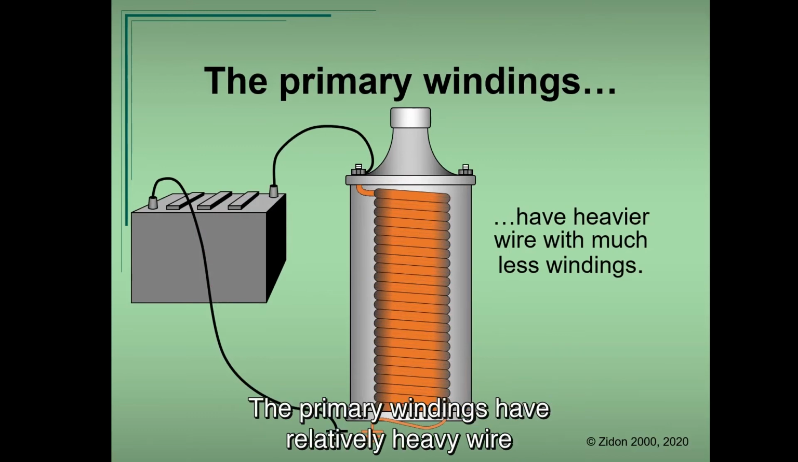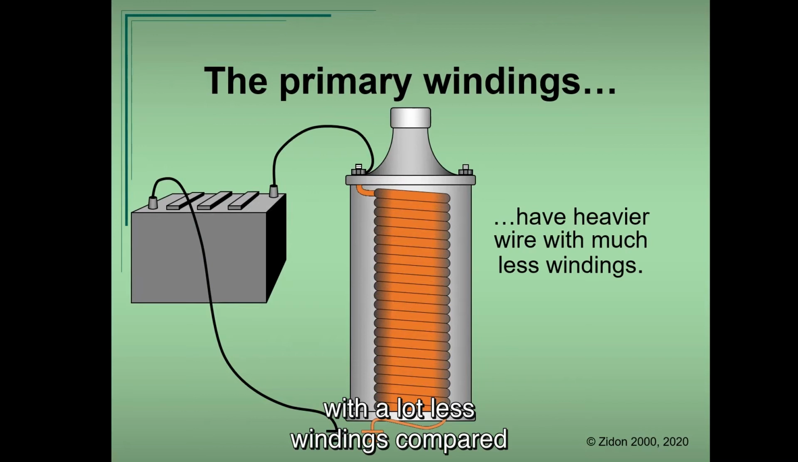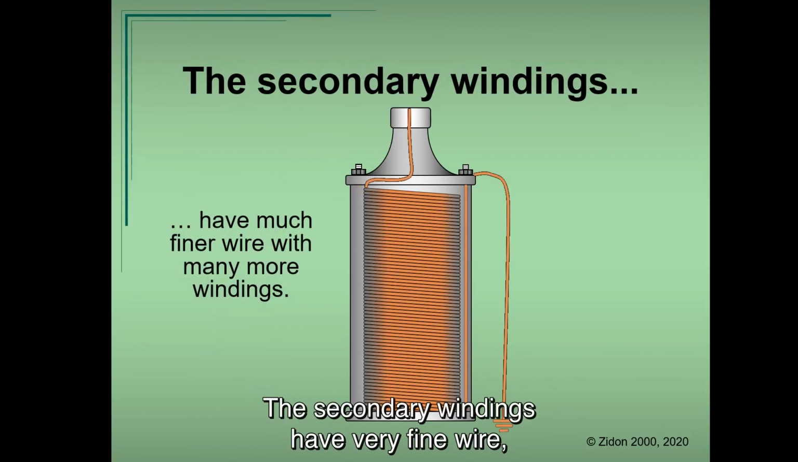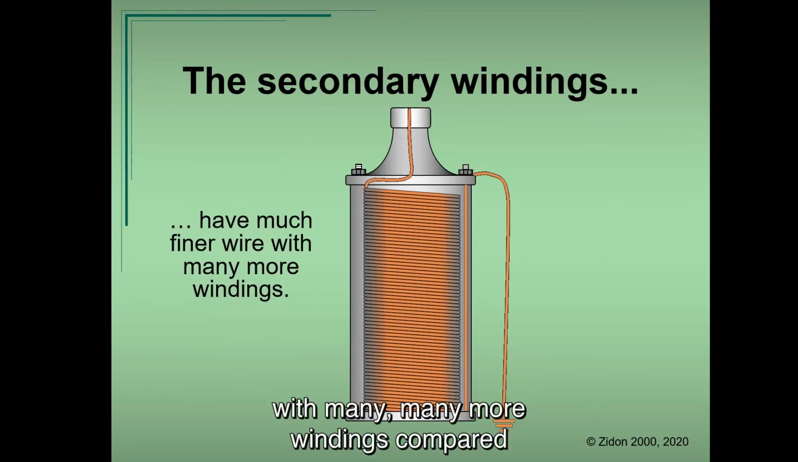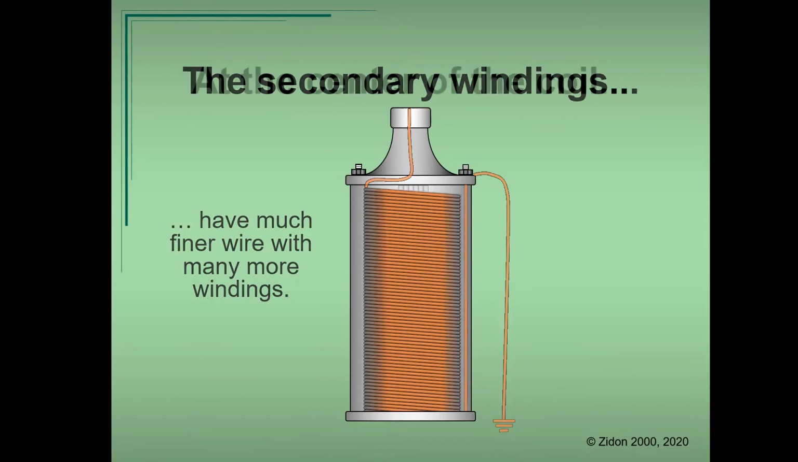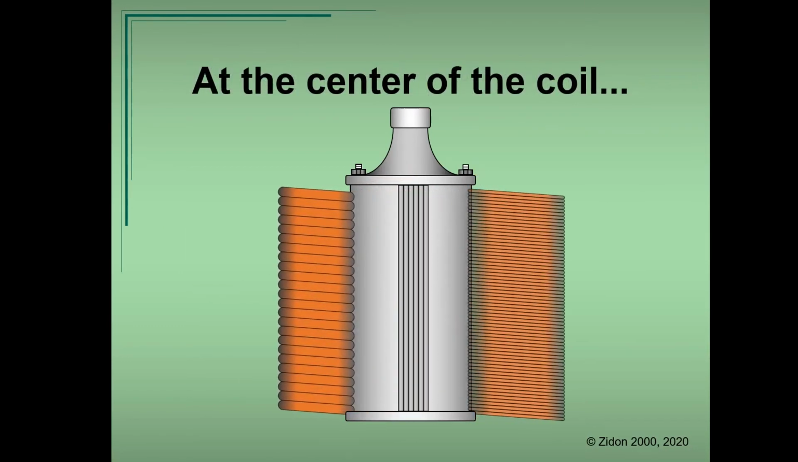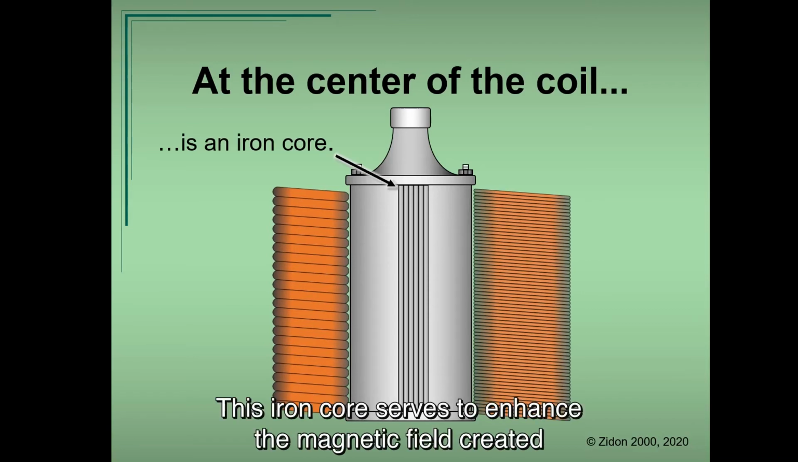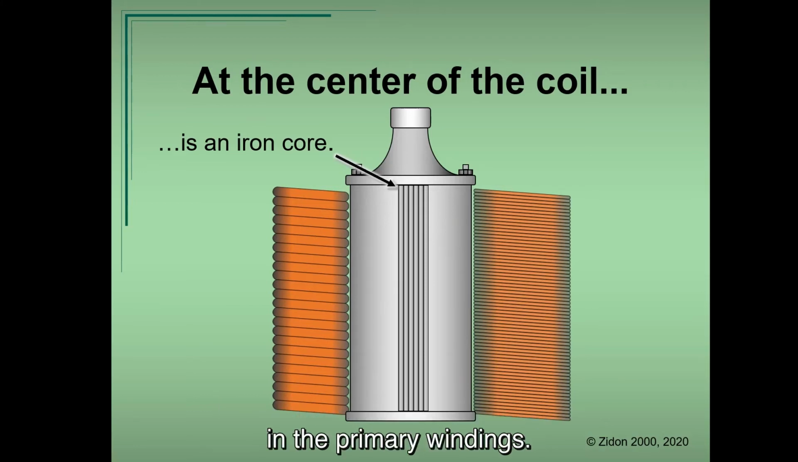The primary windings have relatively heavy wire with a lot fewer windings compared to the secondary windings. The secondary windings have very fine wire with many, many more windings compared to the primary windings. At the center of the coil is an iron core.